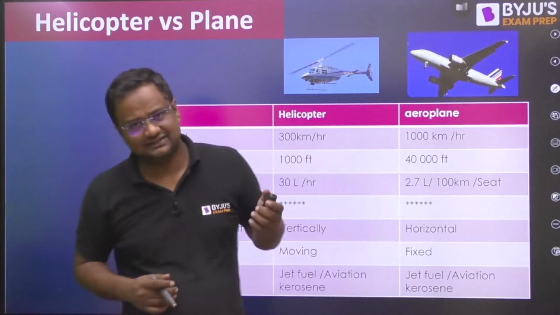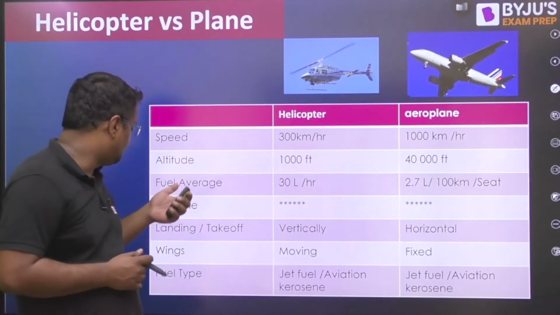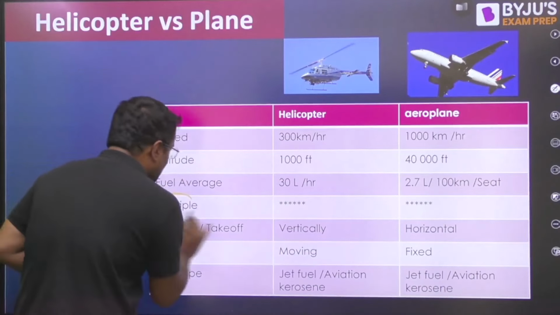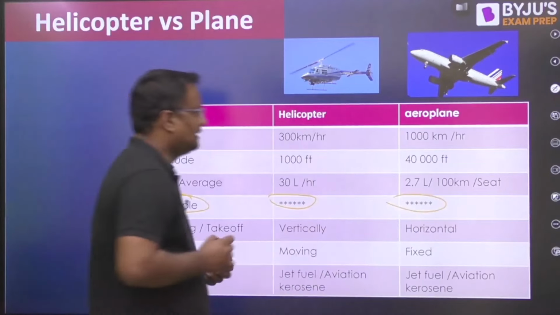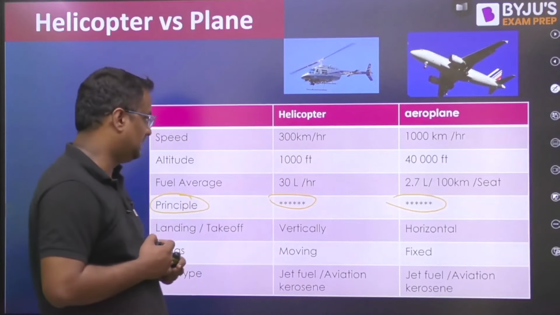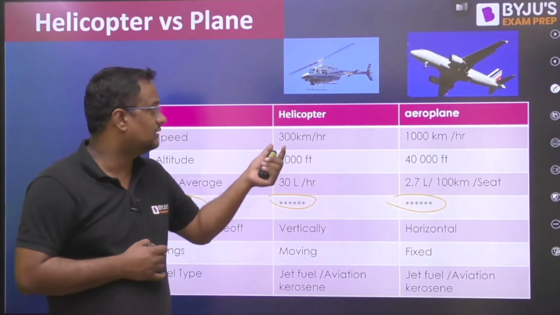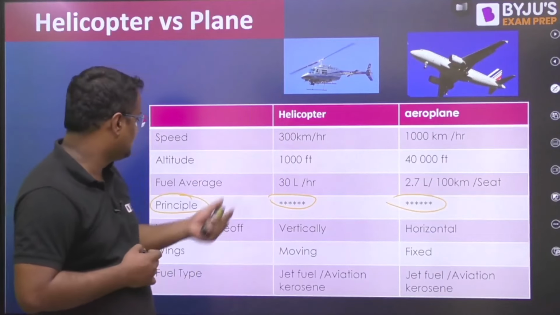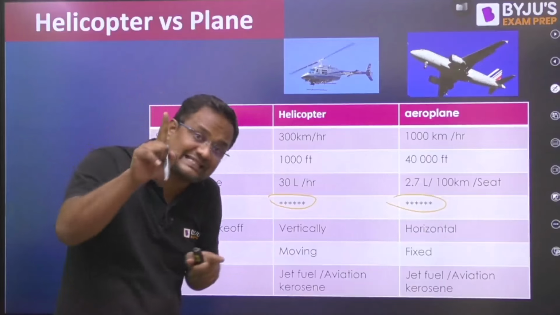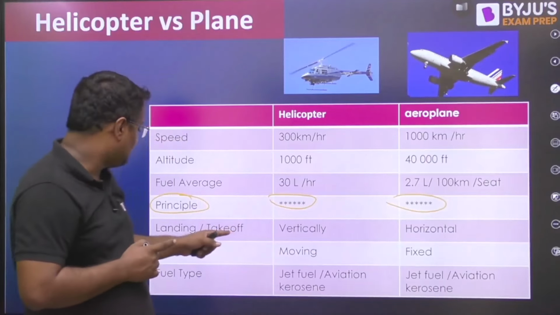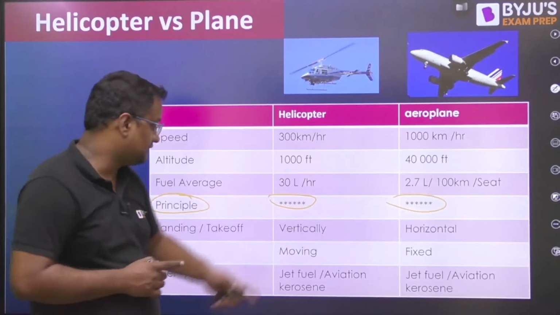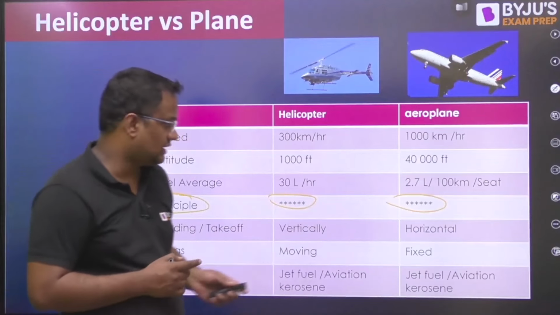Apart from the speed, the altitude, the fuel average, landing and takeoff, I will be restricting myself more to the principle in this video. Okay, of course the speed of a helicopter is much less, only 300 km per hour in comparison to 1000 km per hour for an aeroplane. Altitude of a helicopter is around 1000 feet, but an aeroplane can fly up to 40,000 feet, guys. Here the fuel is 30 liters per hour, here it is 2.7 liters per 100 km, but per seat. Landing here is vertical in helicopters, here it is horizontal. The wings are moving here, wings are fixed here, and the fuel in both is jet fuel or aviation kerosene.